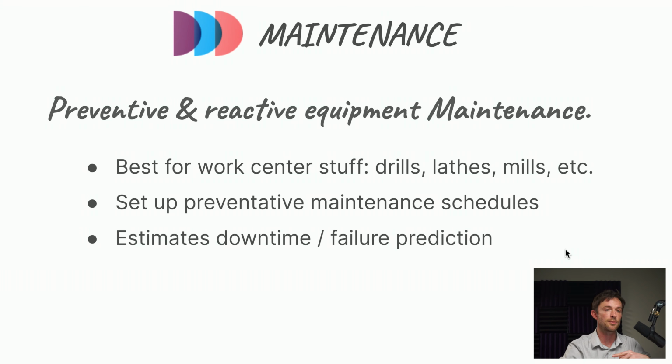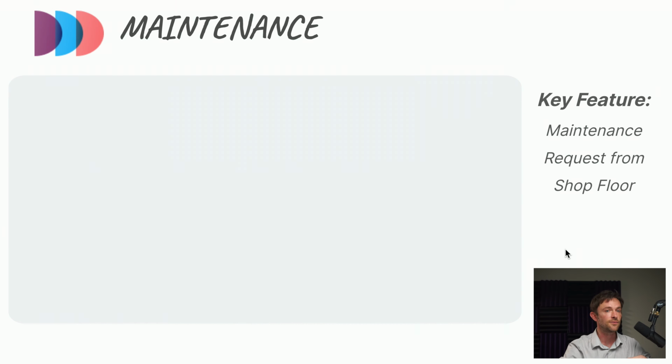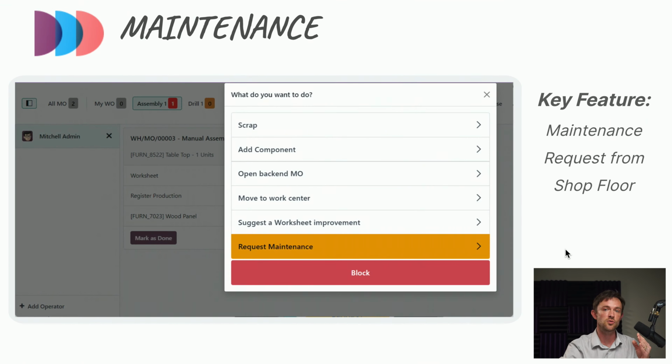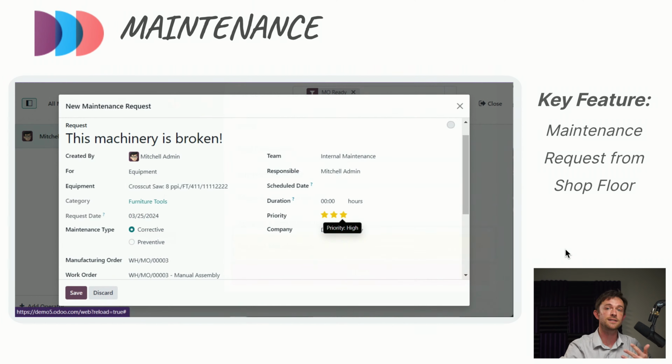And it does a really good job of analyzing the downtime and the estimated downtime of your equipment over time. Key feature, I like the fact that you can do maintenance requests from the shop floor. So any worker, they might be using some work center and completing their manufacturing, and then they need to request maintenance because something's broken. So they can click this button while they're doing their work, and then it's going to send it to the maintenance team.